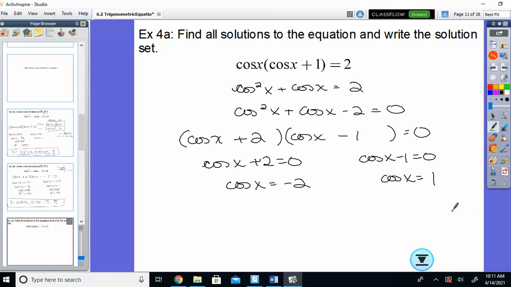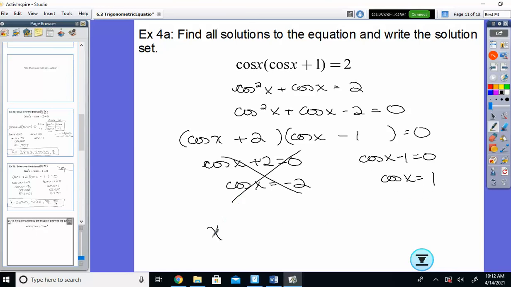Cosine x equals -2. When does that happen? It doesn't. Cosine can only be things between -1 and 1. If you tried using your calculator, it tells you domain error. So this one doesn't work. You don't even need to worry about it. It's impossible for cosine to be a -2.